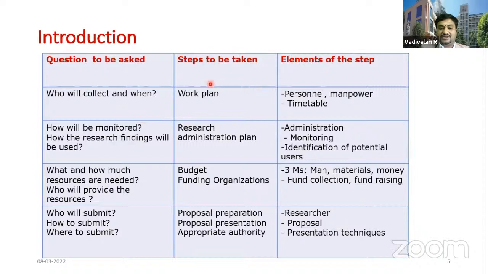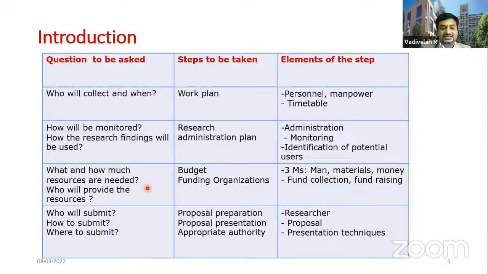For that, you call it a work plan. Normally we would like to have personnel or manpower, which we call JRF or SRF, and what timetable we are going to follow. And how this work, which is carried out according to the methodology, is monitored, and how the research findings will be used. These kinds of questions will be asked. So is there any research administration plan, and how are you going to monitor this administration, and what are the identified potential issues? This will also play an important role, in how it is monitored.